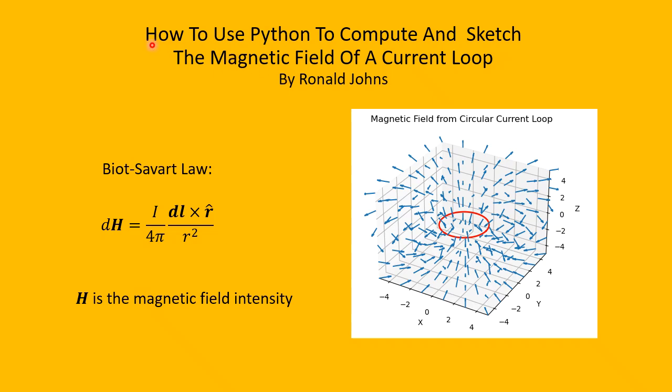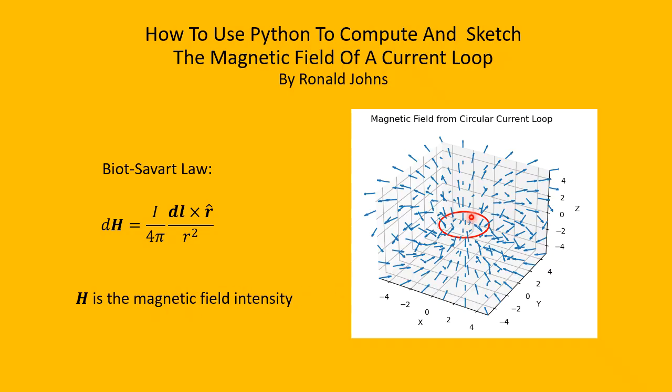Welcome to the video, How to Use Python to Compute and Sketch the Magnetic Field of a Current Loop. I am Ronald Johns. We're going to be using the Biot-Savart law, dH equals 1 over 4 pi, dl cross r hat over r squared, where H is called the magnetic field intensity. It is a vector field.